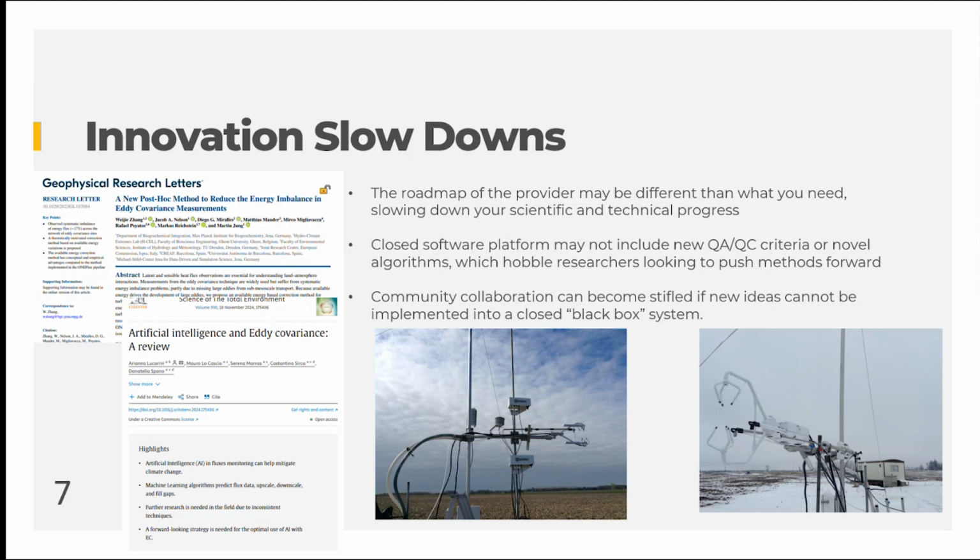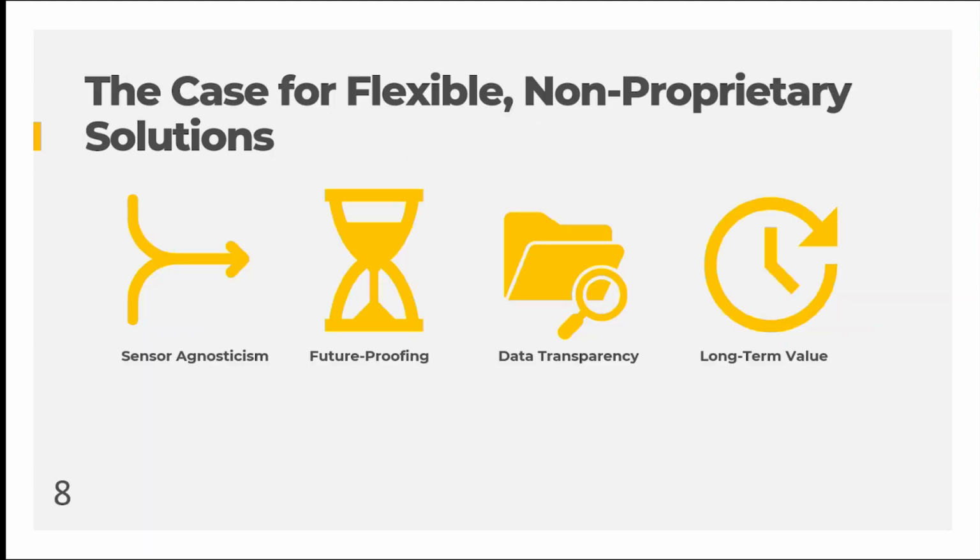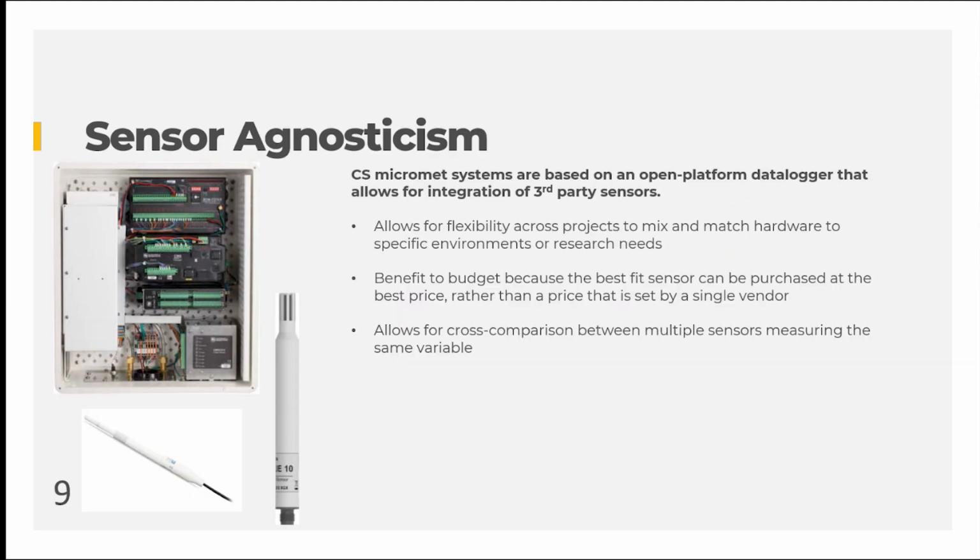One of the solutions that you can use when designing your eddy covariance system is to look for flexible, non-proprietary solutions. And this really becomes powerful because it leads to sensor agnosticism. It helps you with future proofing, data transparency, and long-term value. So I'm going to go through each one of these as well. The first one being sensor agnosticism. I've hinted at this one a little bit already.